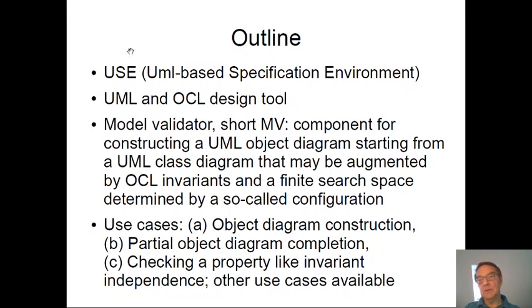So I've been talking a little bit about the tool USE. I've been talking about the model validator. The model validator is a component in USE that is able to construct a UML object diagram starting from a UML class diagram. The UML class diagram may be augmented with OCL invariants. And for working with the model validator, you need to configure the model validator and you need to tune the model validator. You have to give the model validator a finite search space, a finite collection of object diagrams among which the model validator has to find the proper solution.